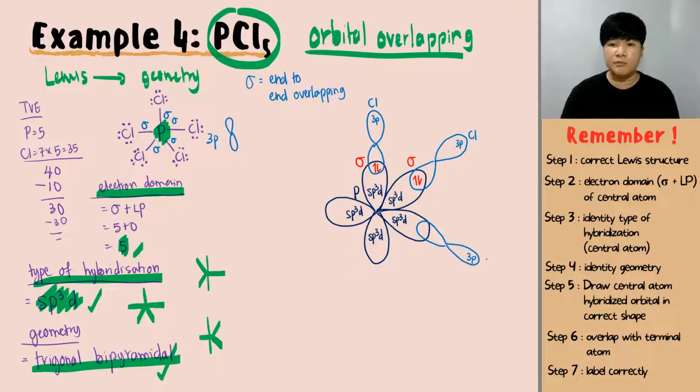That is the 3p orbital of chlorine. And in the shared region, in the overlap region, you will have 2 electrons in opposite spin, another sigma. The same thing happens for the rest of the hybridized orbitals, overlapping end-to-end with the p orbitals.